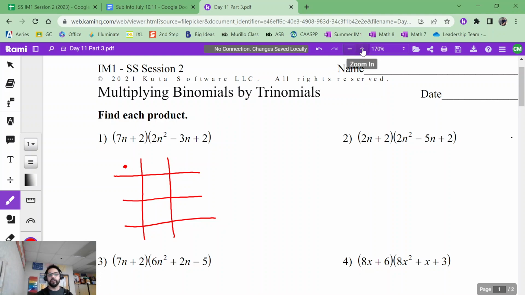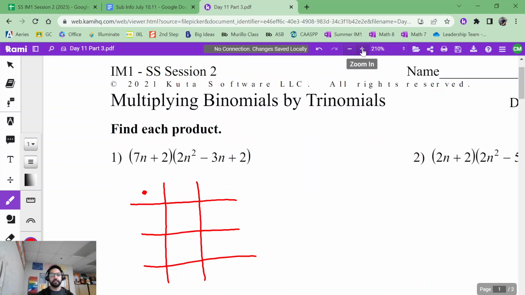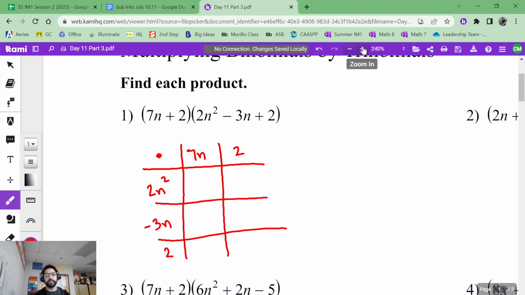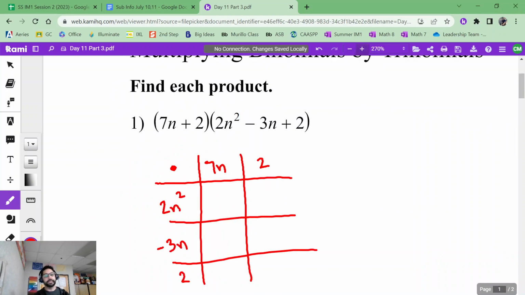Our first part is a binomial, which means 2 terms. So that's 7n and a positive 2. But our next one is a trinomial, which means 3 terms. So we have 2n squared, negative 3n, and positive 2. It's very similar to what we've already done, meaning distributive property essentially, and then combining like terms.